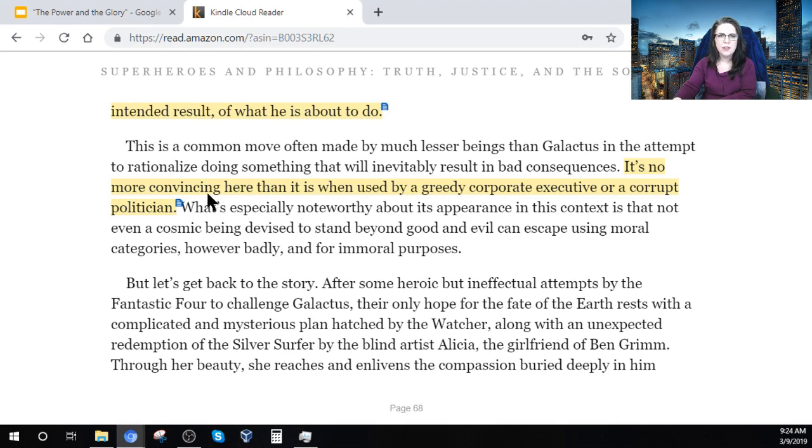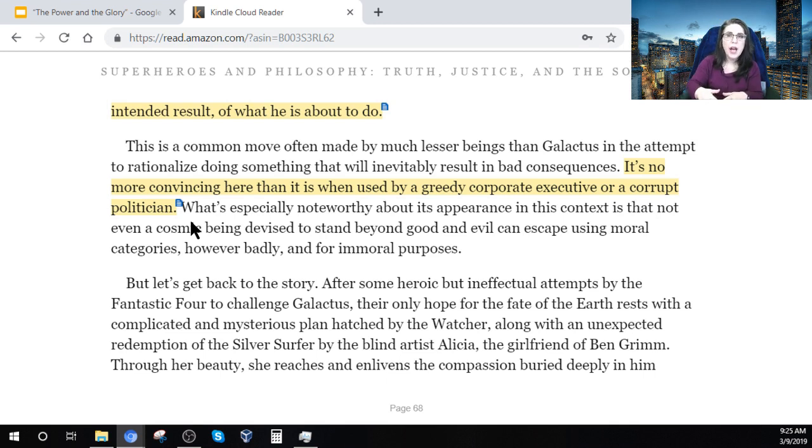Just a few lines down, it says it's no more convincing here than it is when used by a greedy corporate executive or a corrupt politician. Yeah, it happens all the time. People get so caught up in power and glory that they stop to think about the consequences. How many times have we been mad at corporate America because we feel like they're making decisions just to line their pockets instead of thinking about the everyday American who has to live with the consequences of business being shipped overseas and the loss of jobs? How many times do we get mad because a corrupt politician is able to get out of punitive damages or a criminal legislative sentence and serve time in jail? The pursuit of power and glory has long-reaching consequences, and this is what these authors are urging us to take a look at.